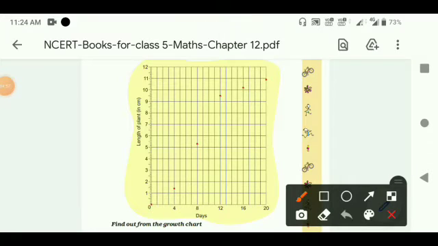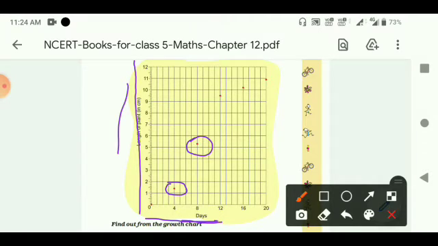So students, here you can see this chart. Here days are given and here length of plant in centimeter is given, and here is the scale from 0, 1, 2, 3, 4 and so on. And here are given days from 0 to 4, 8, 12 and so on. And here are the dots marked by Amit after every 4 days.